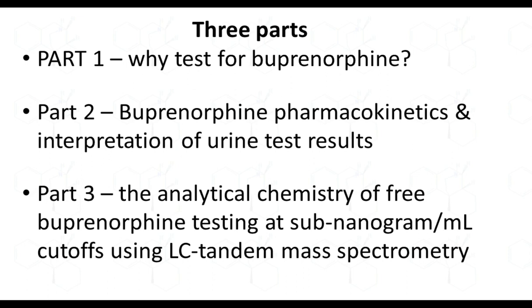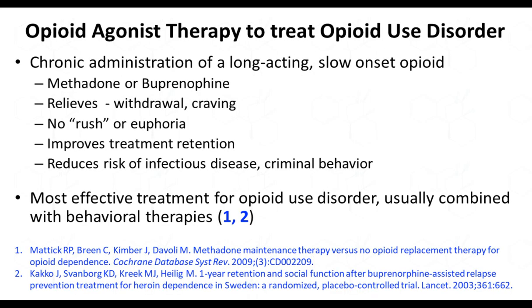And finally, the meat, if you like, of the presentation, which is the analytical chemistry for testing of free buprenorphine and metabolites at sub-nanogram per mL cutoffs using LC tandem mass spec. So why buprenorphine? You don't need to be a clinical chemist or toxicologist to know. You just need to read the newspaper every day that we have an opioid abuse epidemic in the United States as well as in other countries, typically called opioid use disorder.